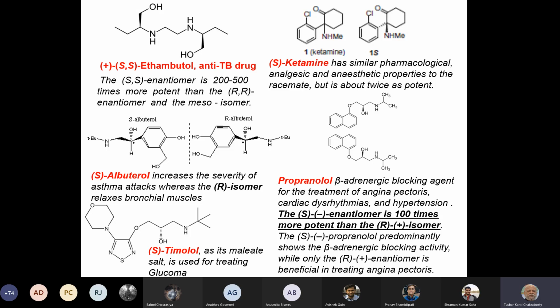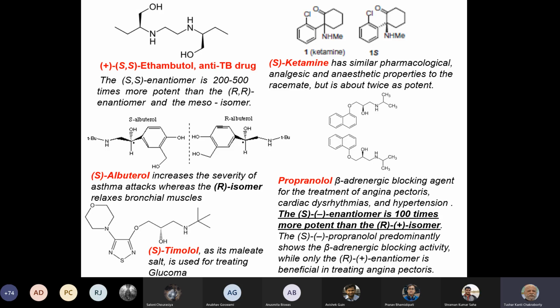S-timolol maleate is a molecule used for the treatment of an eye disease called glaucoma. This was the first chiral synthetic molecule introduced in India, in the early 1990s. And this was the first project I did for the industry when I started my career. We developed the technology and gave it to the industry, and they started. It was a 10-step synthesis, not easy to do, but it was done.